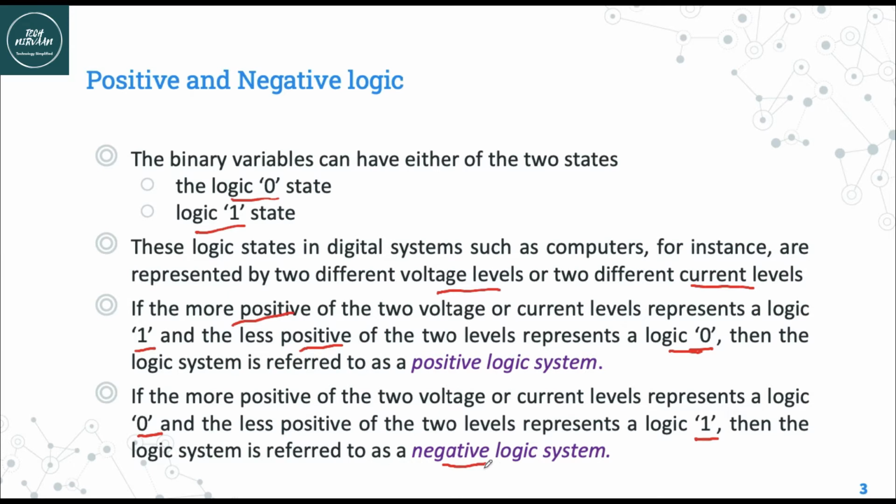So basically there are two types of logic system, positive logic system and negative logic system. In a positive logic system, the higher value of the voltage or current represents logic 1 and the lower value represents logic 0. In a negative logic system, the higher value of the voltage or current represents logic 0 and the lower value represents logic 1.